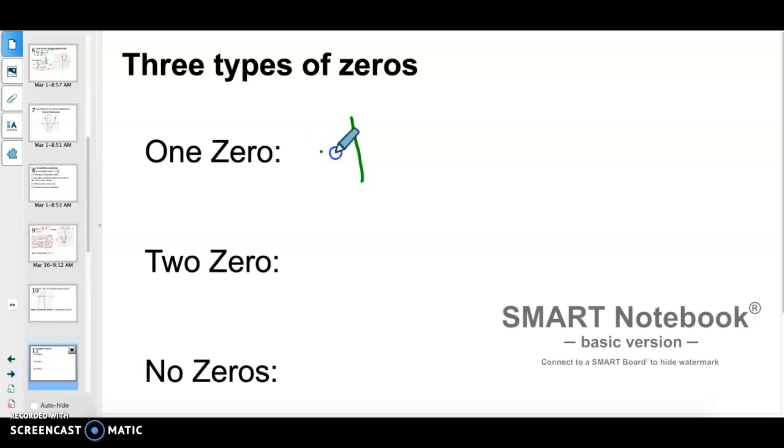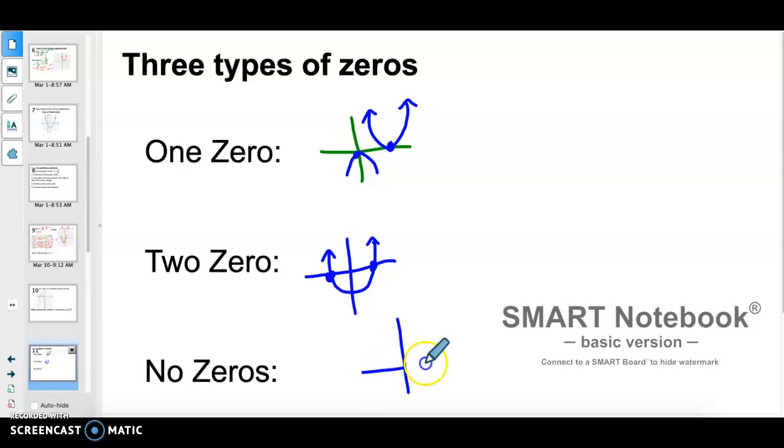So examples of types of graphs: if it has 1 x-intercept, it's only going to be touching the x-axis at one spot. So it could look like this. It could be touching here. So it only hits in one place on the x-axis. If it's got 2 zeros, that's going to be parabolas that cross twice. So it's going to be hitting in 2 spots.